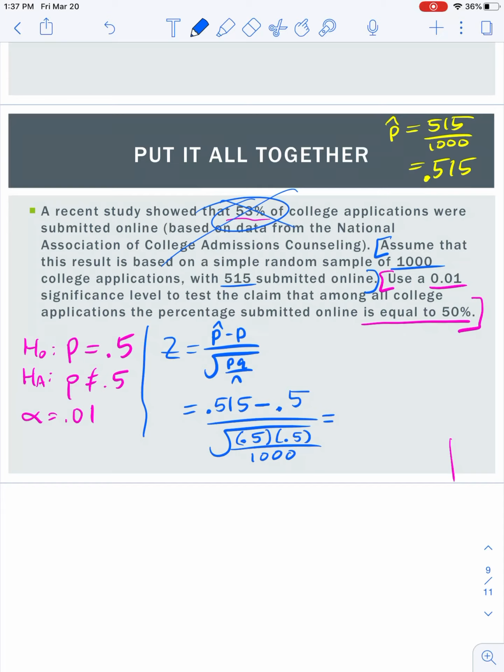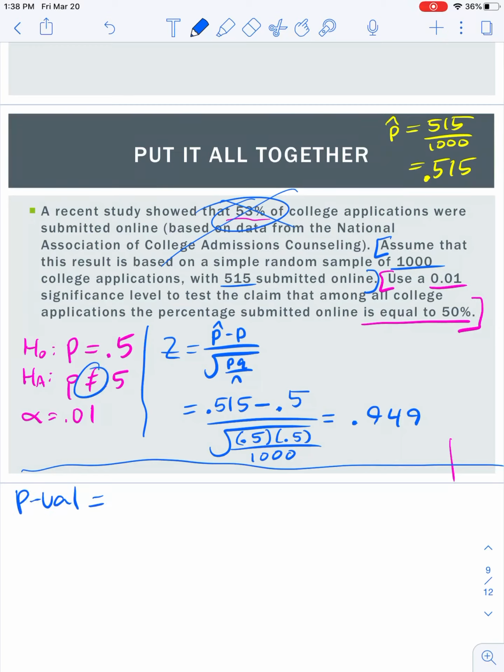So let's see, 0.515, I'm going to put that in parentheses, minus 0.5 divided by the square root of 0.5 times 0.5 divided by 1,000. And I'm getting a z-score of 0.949. So this one actually might not end up being a rejection, okay, even though we have a large sample size of 1,000. We have 0.949. Okay, so next step, so I found my hypothesis, significance level, test statistic. Next step is the p-value.